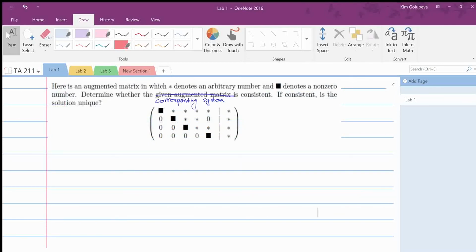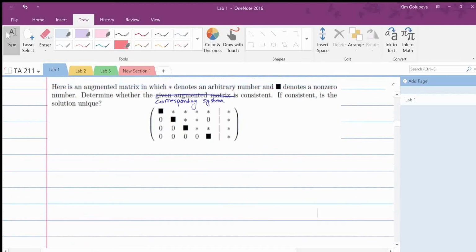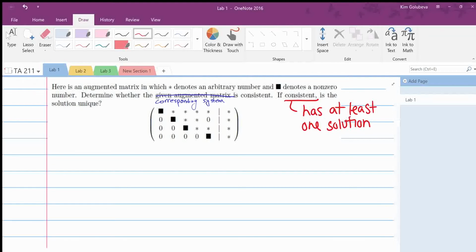So for question 2 now, this question is asking us to determine whether the system has a solution. So that's what it means to be consistent, is that it has at least one solution. And notice I said at least one solution, so it can have a unique solution or it can have infinitely many solutions. So that's also something we've got to figure out. So before we start, let's go over a couple of the things given in the question.